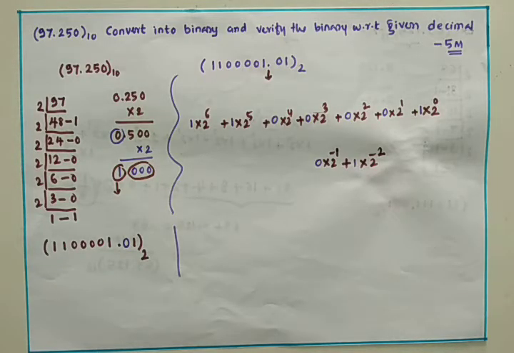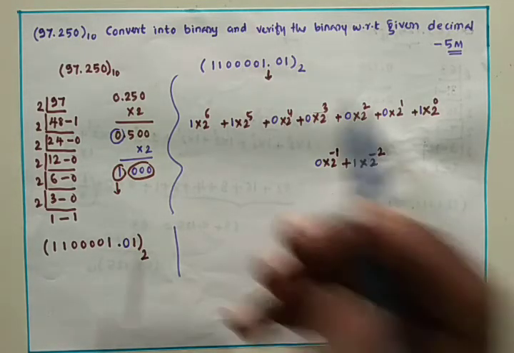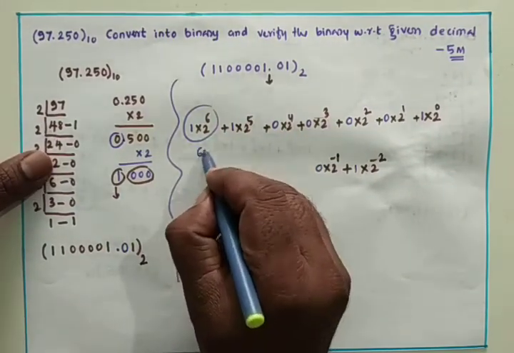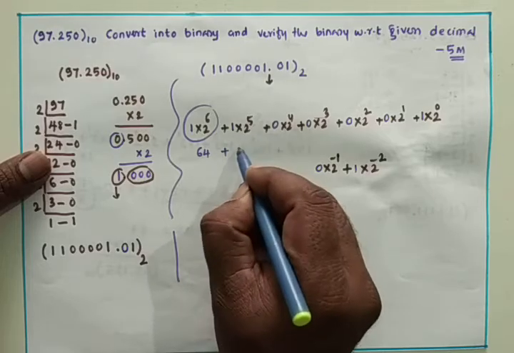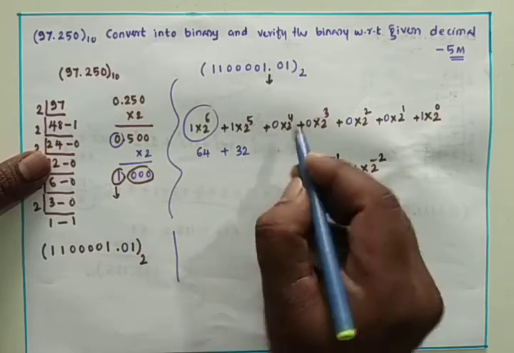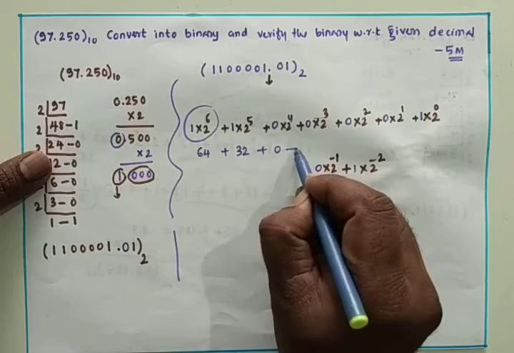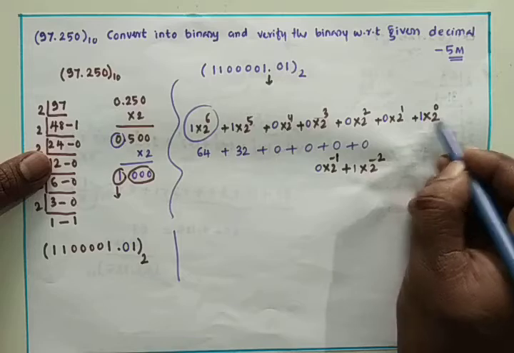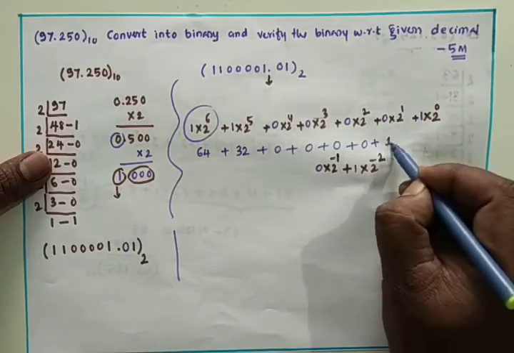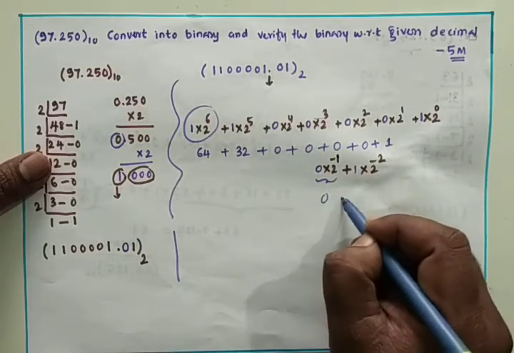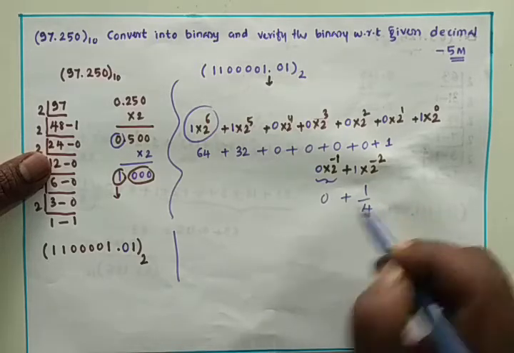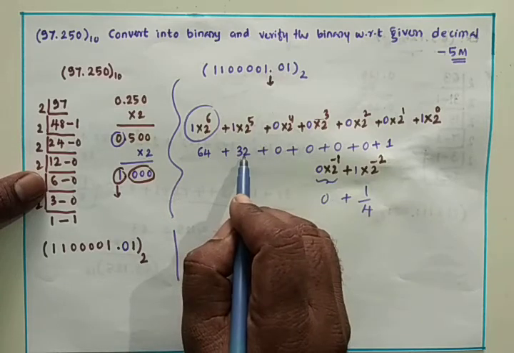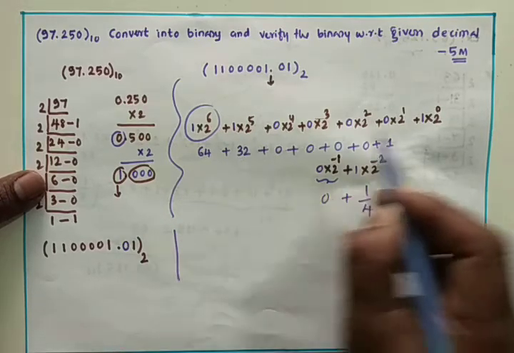Then we can go with the values. This is 2 power of 6, which is 64, plus 1 into 32. This will be 0, this will be 0, this will be 0, this will be 0. And this is 1 into 2 power of 0, which is 1. And this will be 0. This will be 1 by 4. So what is it? 64 plus 32 is 96, plus 1.